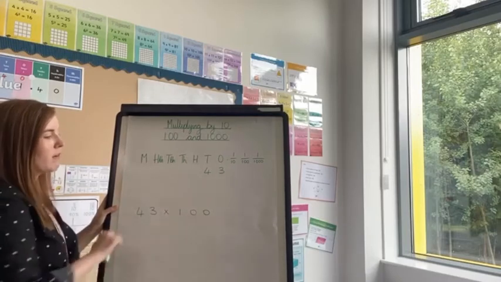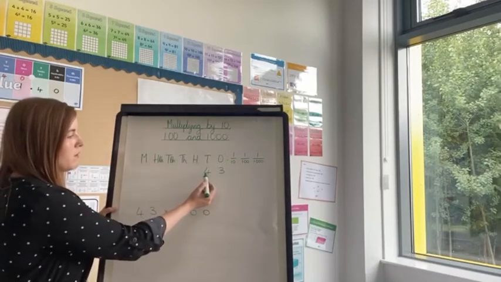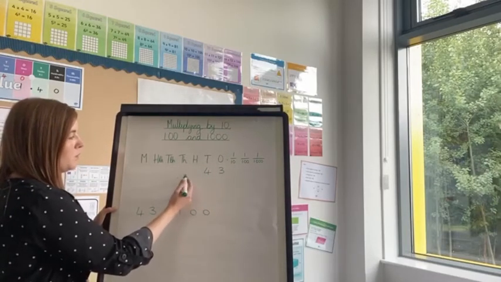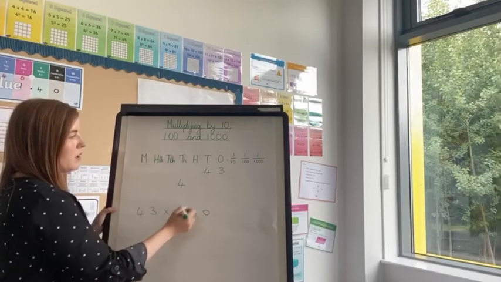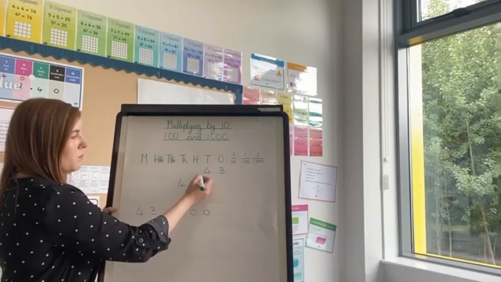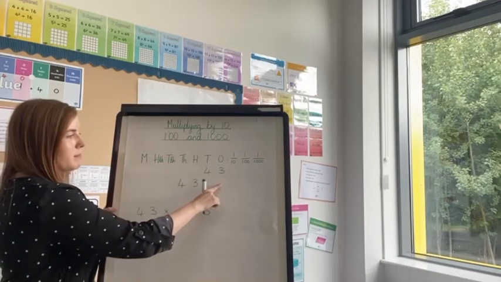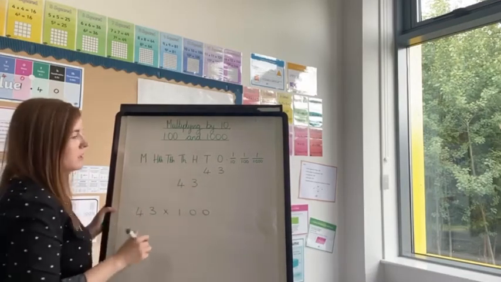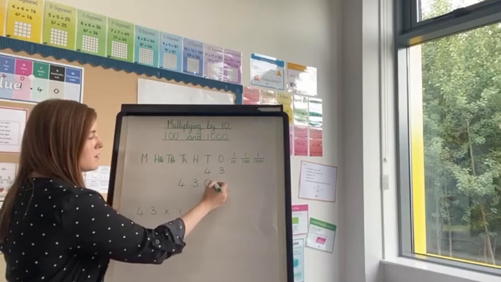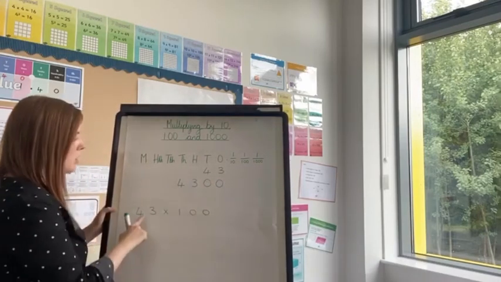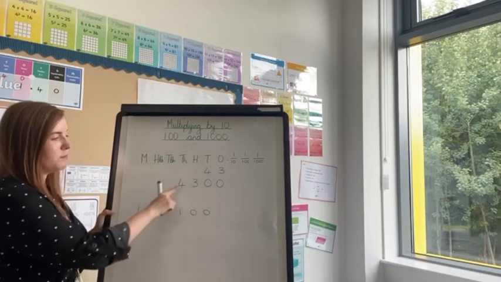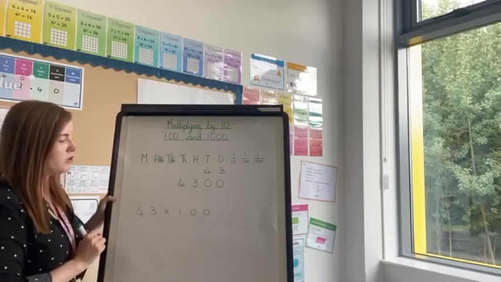There's 2 zeros to remind me. So my 4 is going to move 1, 2 into the thousands column. My 3 is going to move 1, 2 into the hundreds column. Then I've got 2 empty places before my decimal point. I'm going to put zeros as placeholders. So 43 times 100 is 4,300.